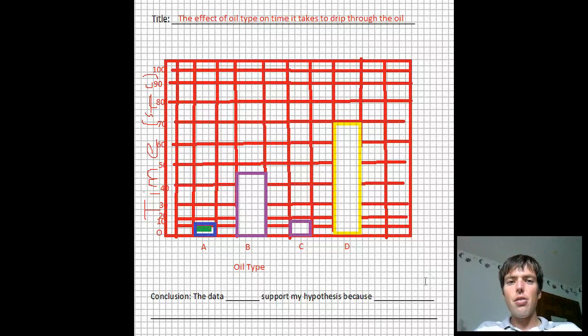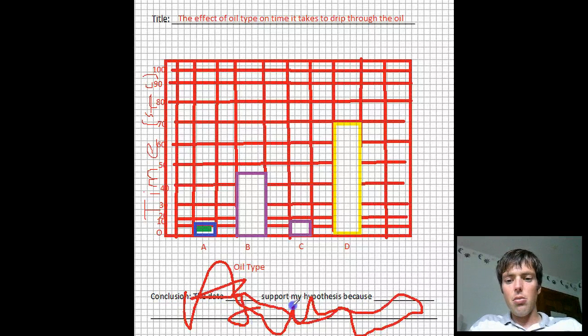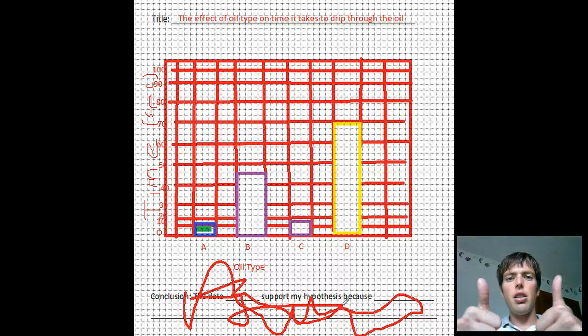Now, I know for conclusion, it says, hey, the data blank supports my hypothesis, but you know what? There's a whole different set of notes for conclusions. So you have my permission to take your pen or pencil and just do a huge scratch out of these conclusions. Blah, blah, blah. All I want you to work on is your graphing. Conclusions will be your next set of notes. All right, guys, I know you can do it. Go get them.